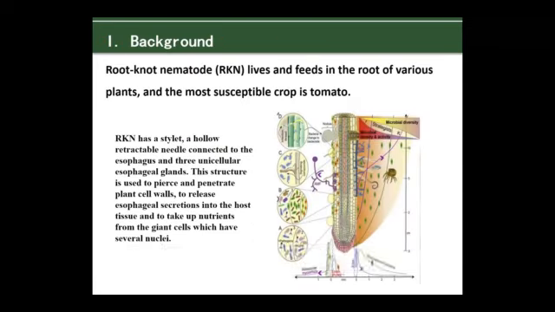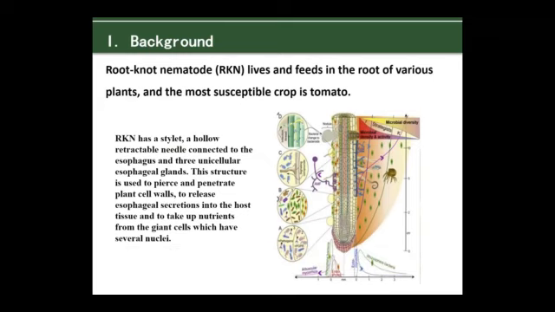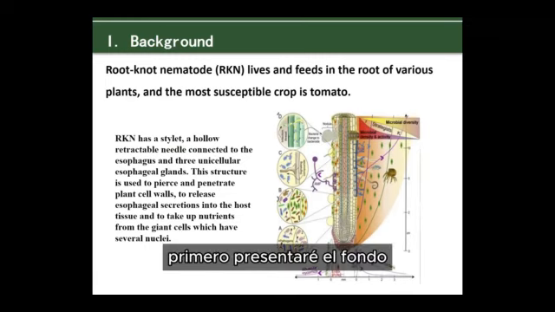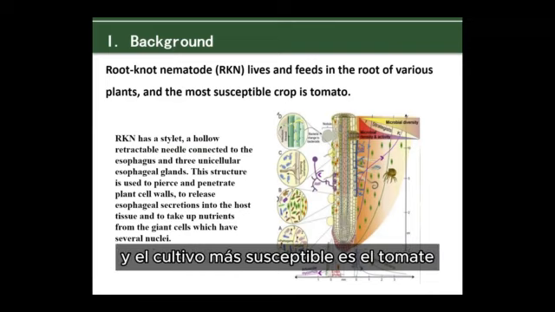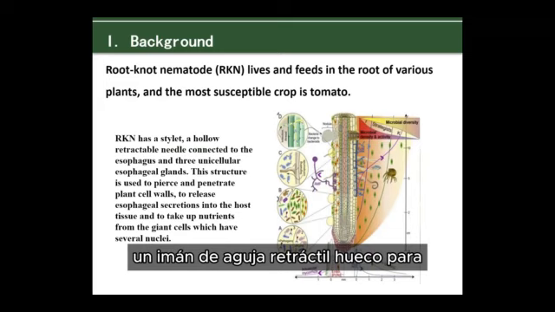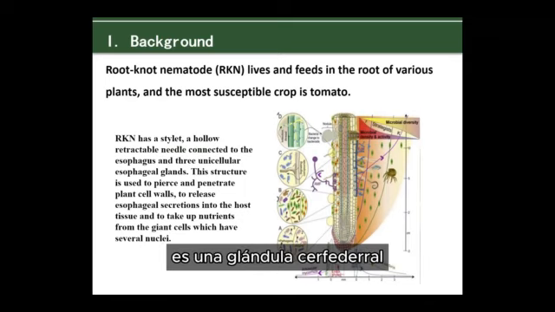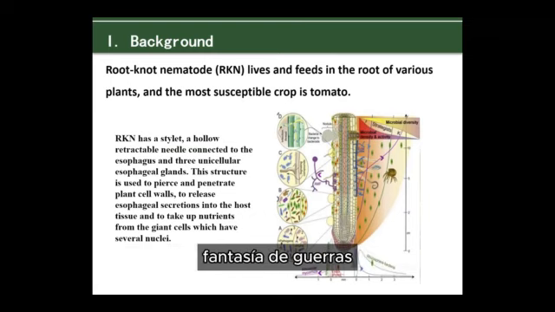First, I will introduce the background. As we know, root knot nematode lives and feeds in the roots of various plants, and the most susceptible crop is tomato. Root knot nematode has a stylet, a hollow, retractable needle connected to the esophagus and three unicellular esophageal glands. This structure is used to pierce and penetrate plant cell walls, to release esophageal secretions into the host tissue and to take up nutrients from the giant cells, which have several nuclei.